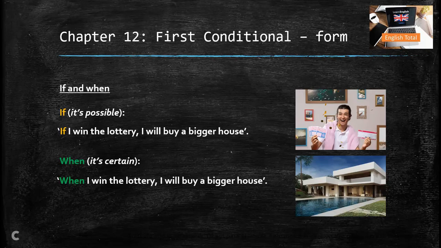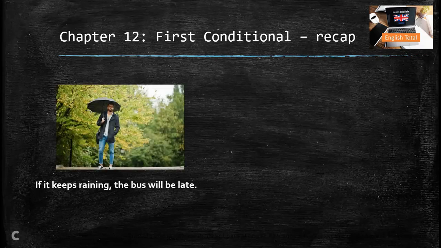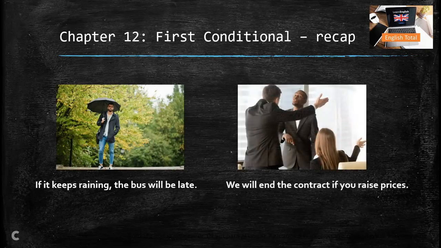Okay then, time to wrap things up. In today's lesson, you have learned how to form the first conditional. You have learned that you can use it to talk about the results of events if certain conditions take place. You have also learned that the first conditional can be used when you want to negotiate a deal, for example.